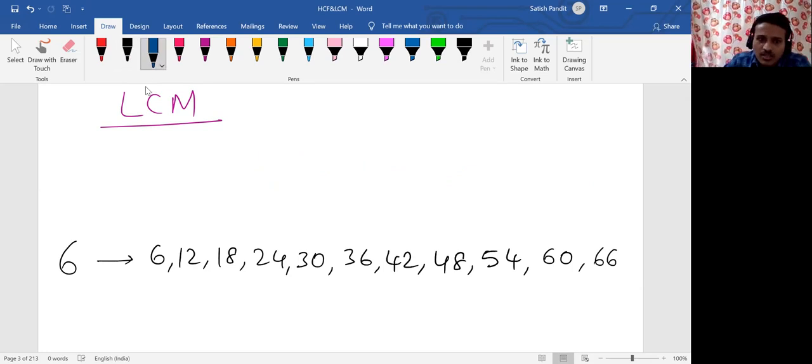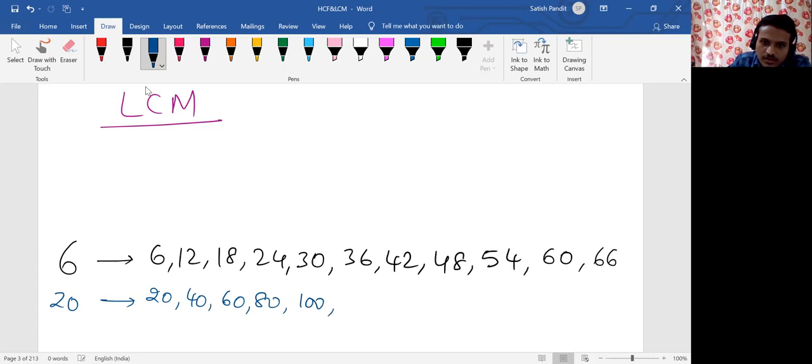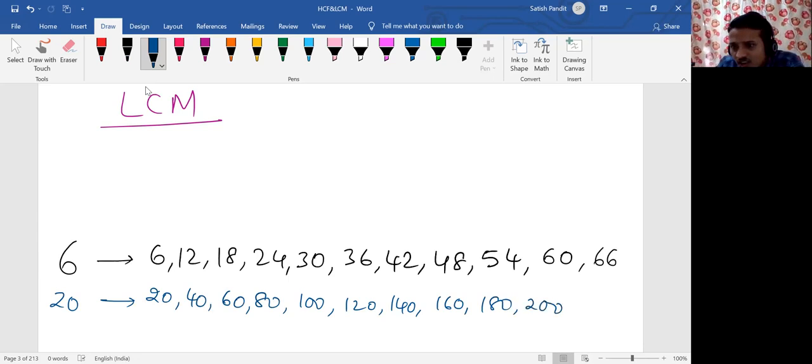Now, what are the multiples of 20? 20, 40, 60, 80, 100, 120, 140, 160, 180, 200, like that. It will go on. Now this is not stopping, so it will go on. You can write as many as you want. Since I want to explain what is LCM, I have just taken few of them.